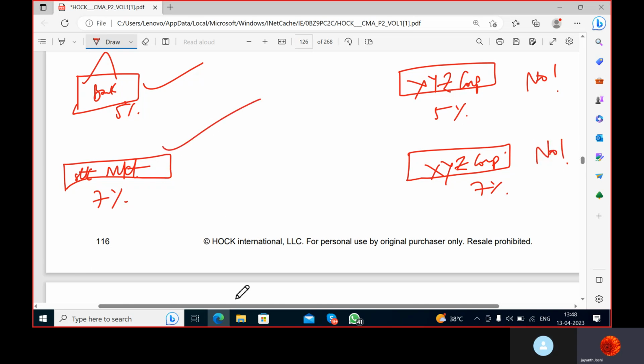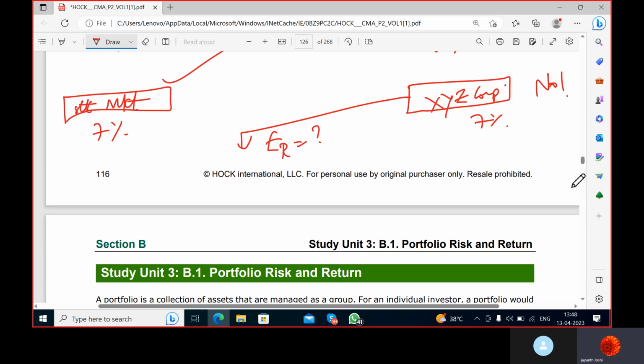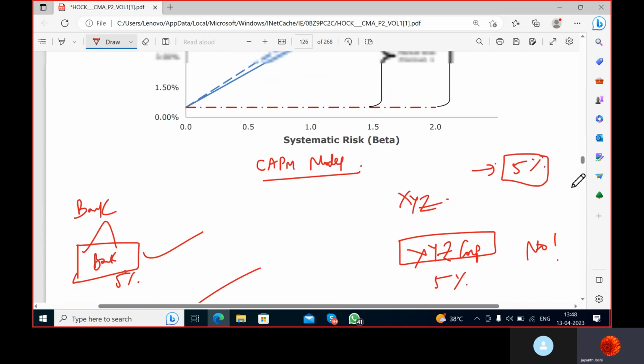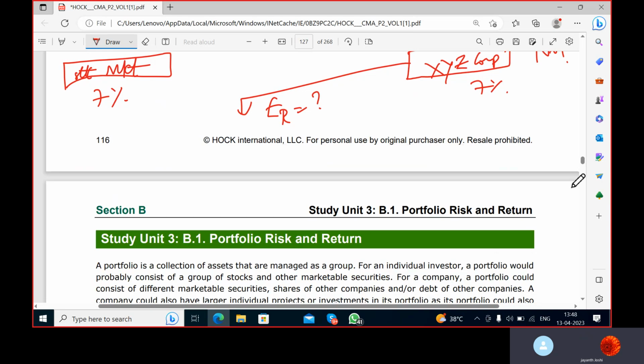Now the next question for you is, what should be the expected return from this? To get the answer to that question, we have the formula of CAPM. What's the full form? CAPM: Capital Asset Pricing Model. So expected return is equal to risk-free rate plus beta into return from the market minus risk-free rate. Just make a note of this. We'll discuss this.